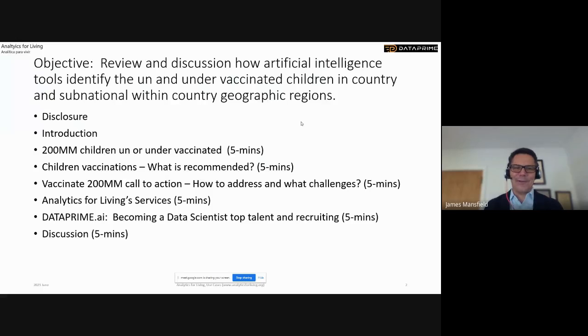We're going to first start off with the introduction of myself and Melissa, and then discuss the problem statement around the 200 million children that are under-vaccinated. Then we'll discuss what's recommended, so that we have a base on what's recommended for children's vaccinations. And then talk about the call to action. There is already an active call to action, but we'll cover the approach we're taking and how we can support that. Then we'll discuss some of the Analytics for Living services and Data Prime's AI services as well, and see if there are any questions.